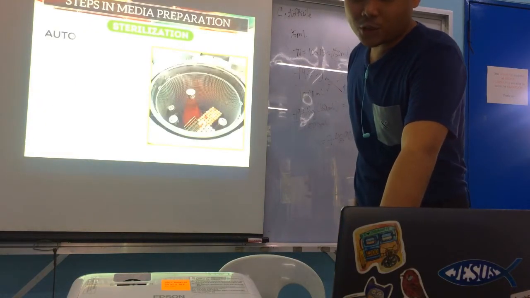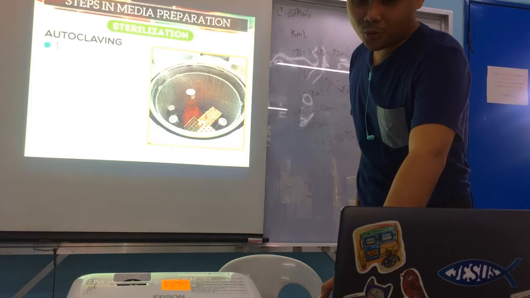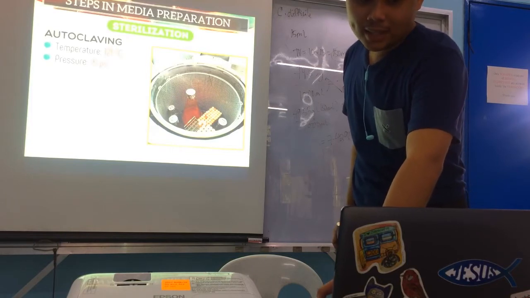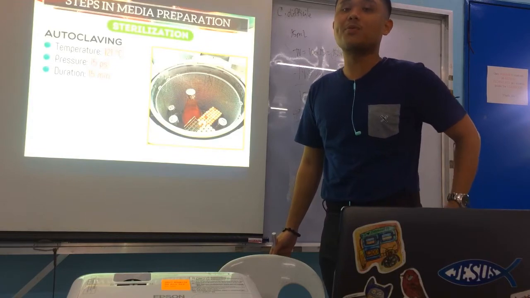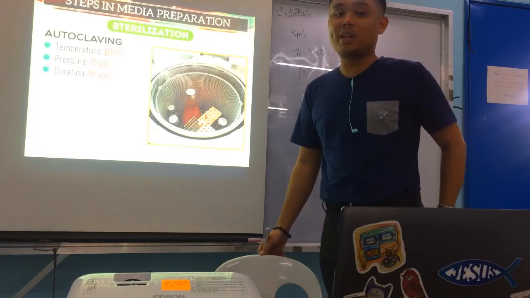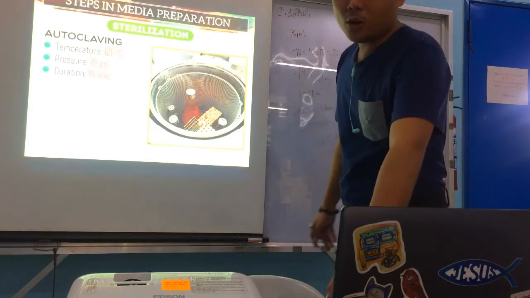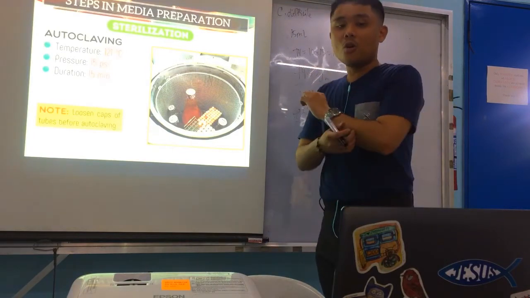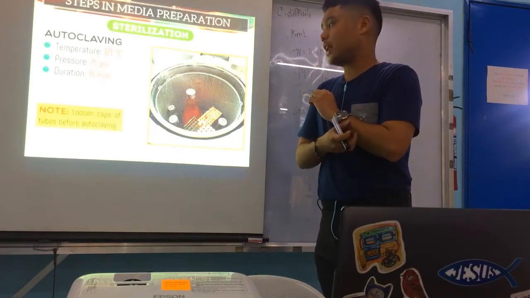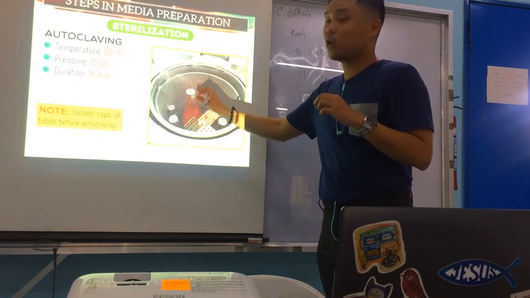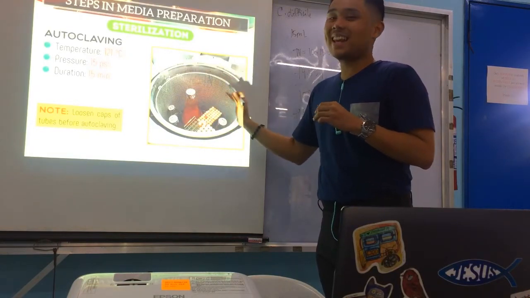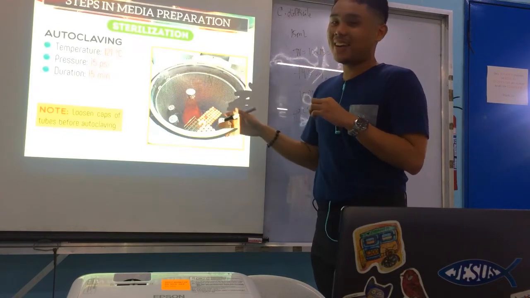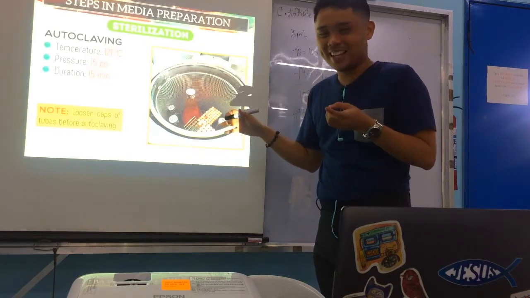Now for sterilization, of course, what we use is autoclaving. I do hope you have memorized the parameters. At what temperature? 121 degrees Celsius for how many minutes? 15 minutes. And at what pressure? 15 psi. As a rule of thumb, loosen caps before autoclaving, and they should not be packed too tightly. Steam cannot penetrate if packed too tightly.